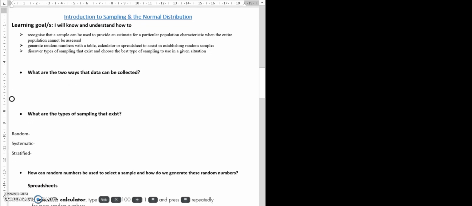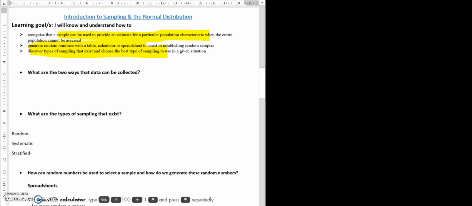But the goals for today are basically thinking about how a sample can be used to provide an estimate for a particular population characteristic when it's too time consuming to survey everyone. You need to know how to generate random numbers with a table, calculator or spreadsheet, and you need to discover types of sampling that exist and choose the best type of sampling to use.